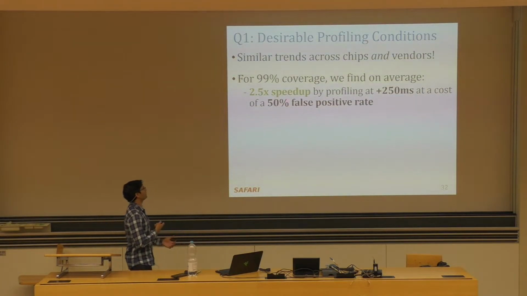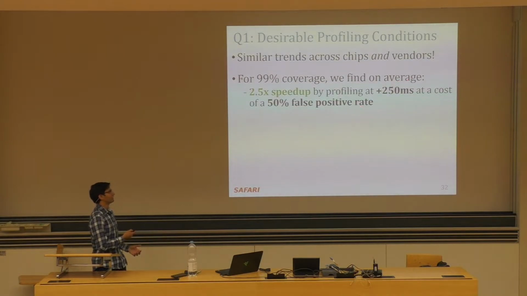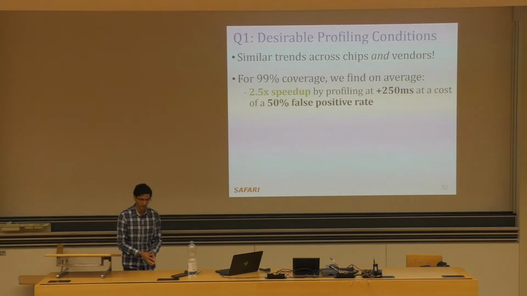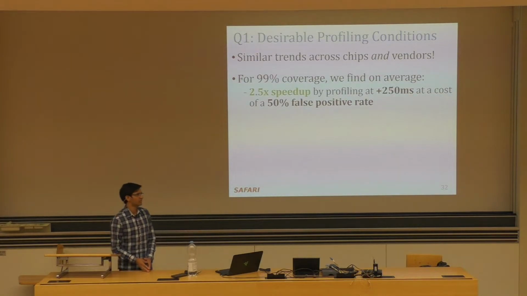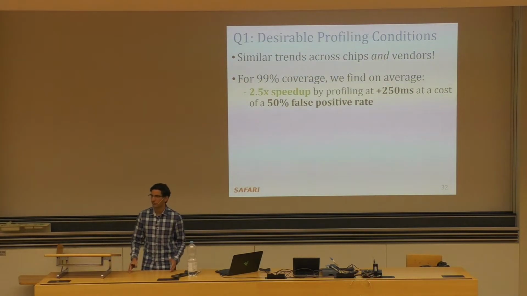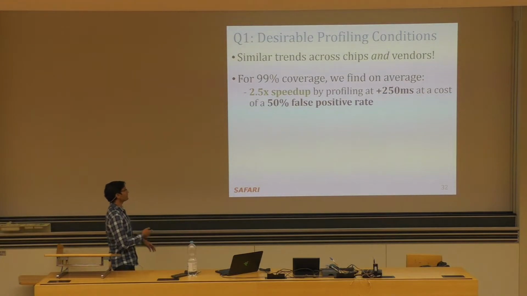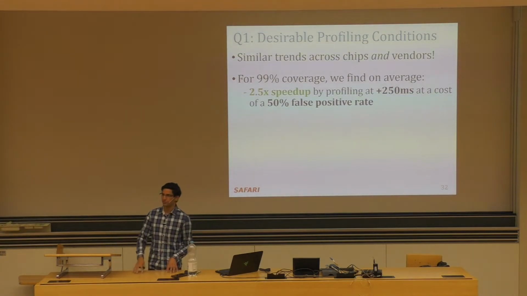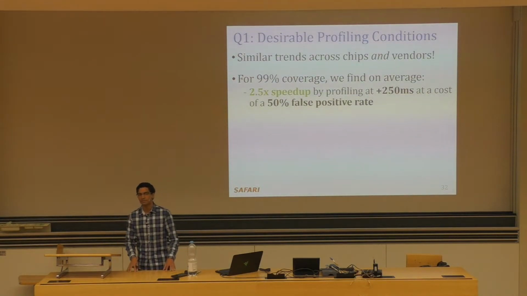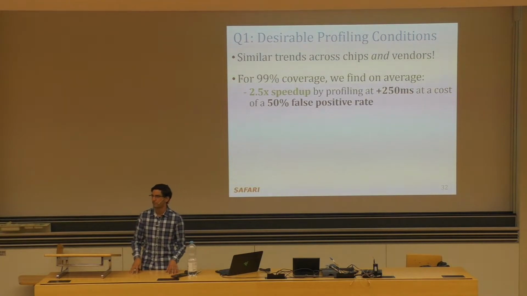find that we can get a 2.5x speed up by profiling at plus 250 milliseconds above the target refresh interval, sort of regardless of what that target refresh interval is, at least for reasonably low error rates. And this comes at an approximately 50% false positive rate. And while that might sound high, if we only have 100 errors to begin with, you're moving 100 to 150, and many of these error mitigation mechanisms can easily handle that type of error rate.